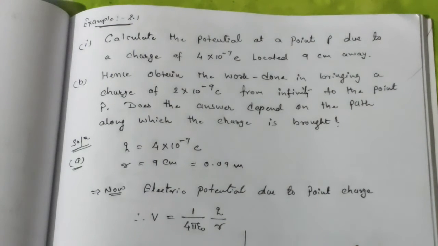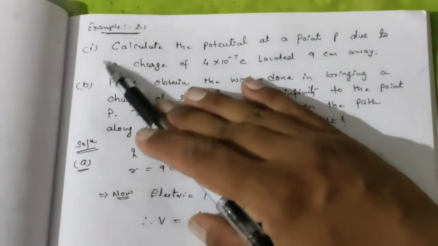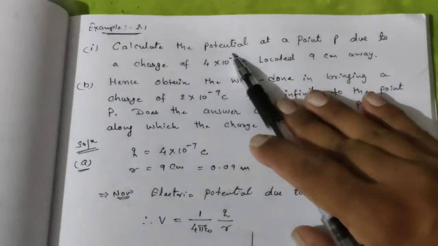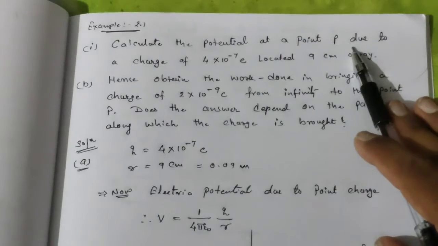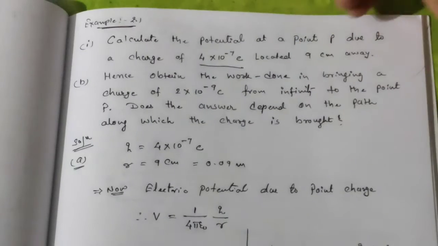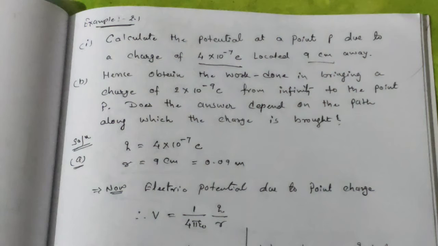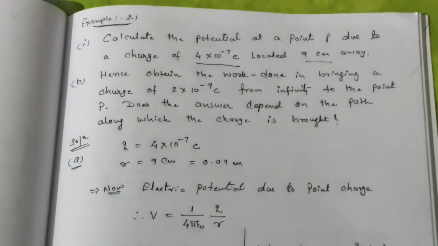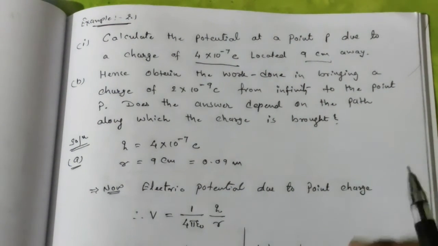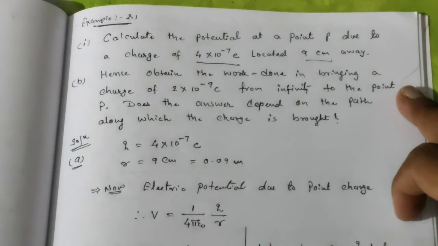Now let's see today's numerical, example number 1. Illustration is there. Here we have two questions. First one: calculate the potential at a point P due to a charge of 4 into 10 raised to minus 7 coulomb, located 9 centimeter away. So here we have to find the electric potential, a simple question. And the second question, B: obtain the work done in bringing a charge of 2 into 10 raised to minus 9 coulomb from infinity to the point P.